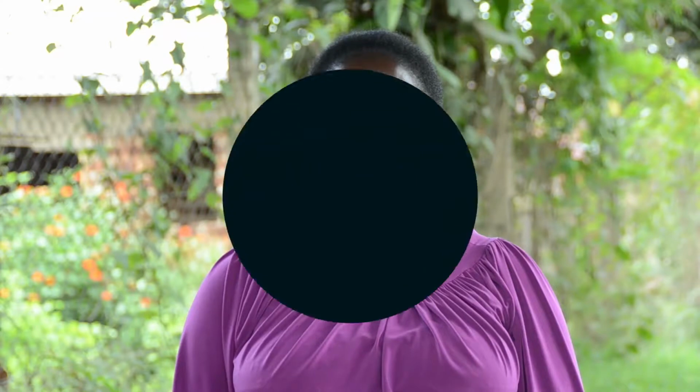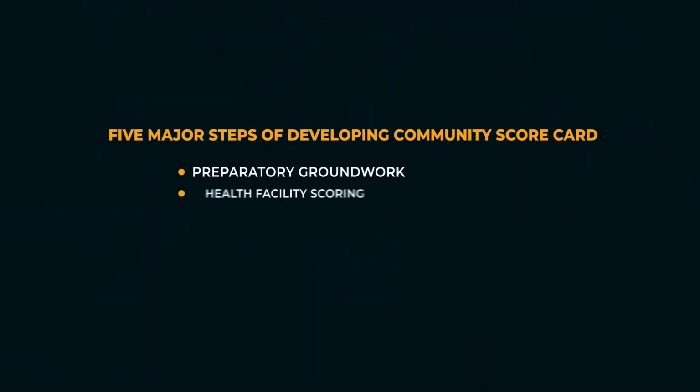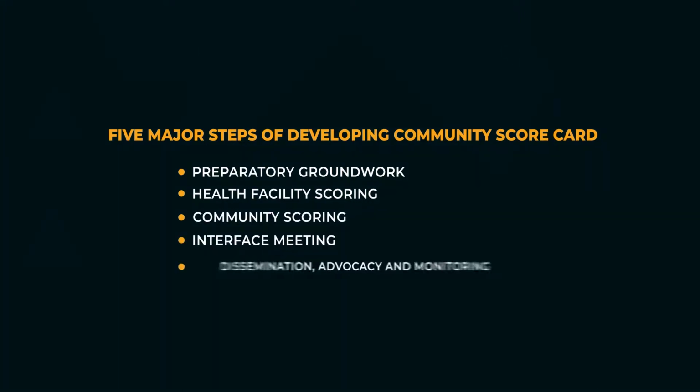The examples we shall use will be for health services. The scorecard has about 5 steps while we're developing it. The first step is preparatory groundwork. Step number 2 is the health facility scoring. Step number 3 is the community scoring. Step number 4 is what we call the interface meeting. Step number 5 is the dissemination, monitoring, and evaluation.